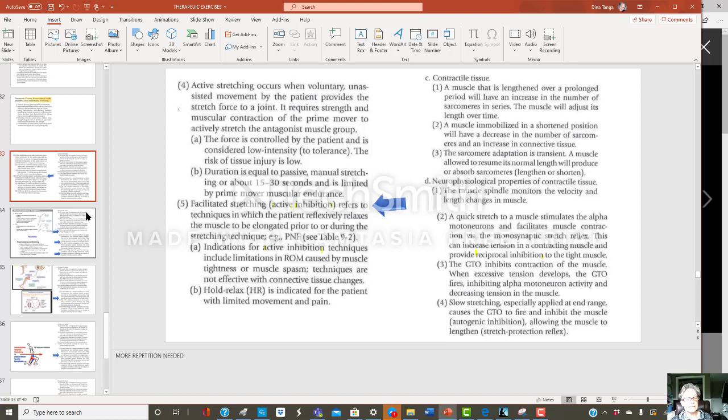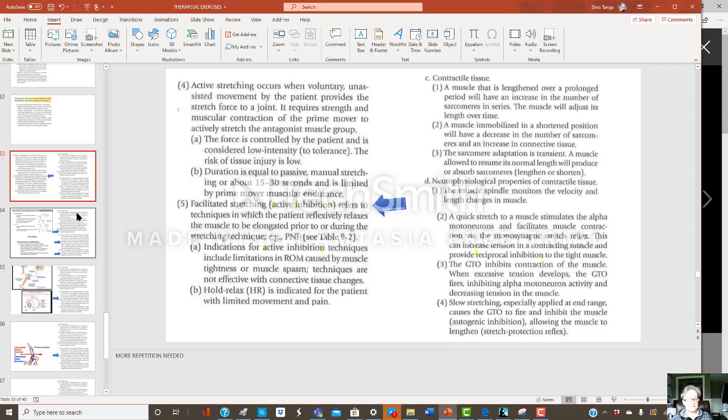Anyway, facilitated stretching. Active inhibition refers to techniques in which the patient reflexively relaxes the muscle to be elongated prior to and during the stretching technique. Indications for active inhibition techniques include limitations in range of motion caused by muscle tightness or muscle spasm. Techniques are not effective with connective tissue changes.